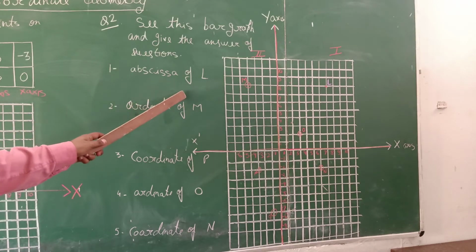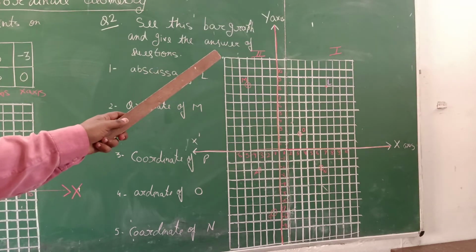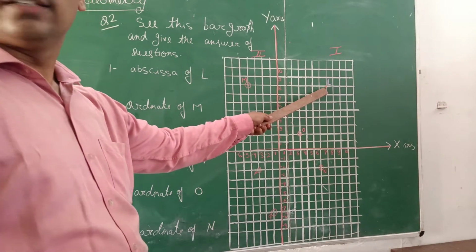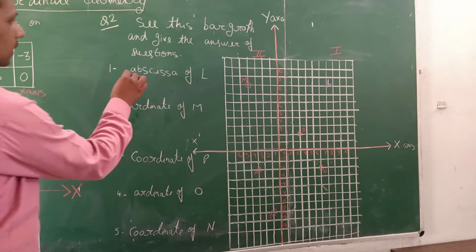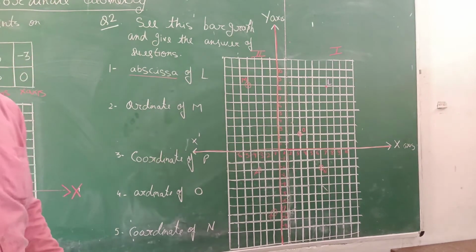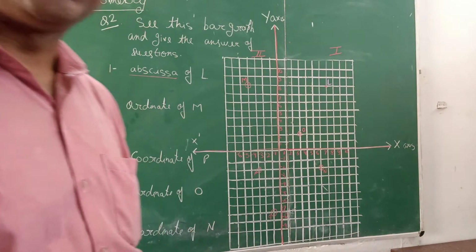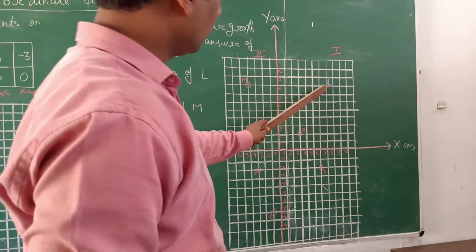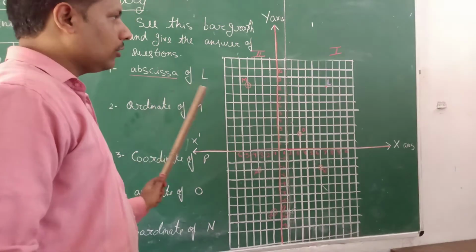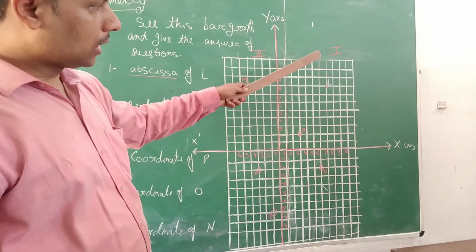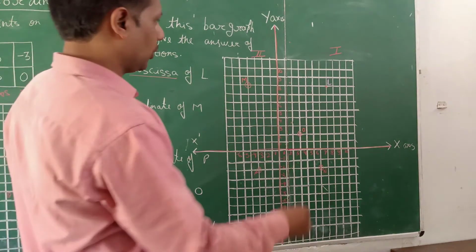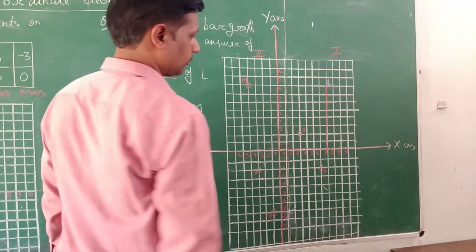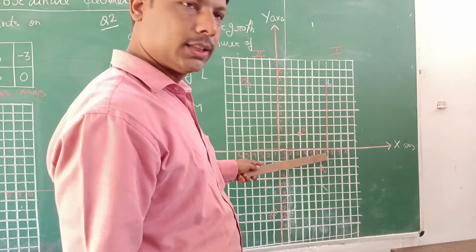Abscissa of point L. Just see L. You know abscissa, the value of x, right? So just construct a perpendicular line from point L. Just see like this here. So where does it meet on the x-axis?